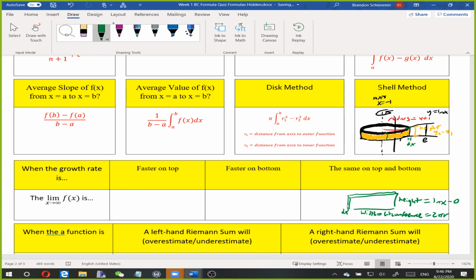Okay, so in this case, for shell method, my volume is equal to 2 pi r dx times our height. I'm gonna rewrite that really quick, so I'm running out of space. This is my circumference times my height times my infinitely small width, which is my change in x.